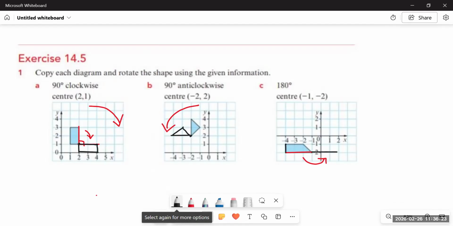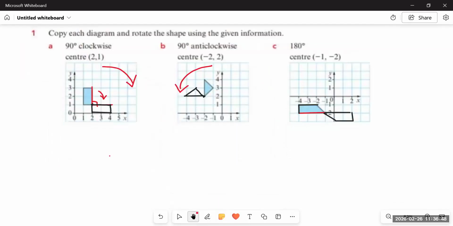Then this one comes here. This one comes here. And at the end, we will join the final edges. So this is how it looks like. Okay, this is called the 180-degree rotation. Now the next question.